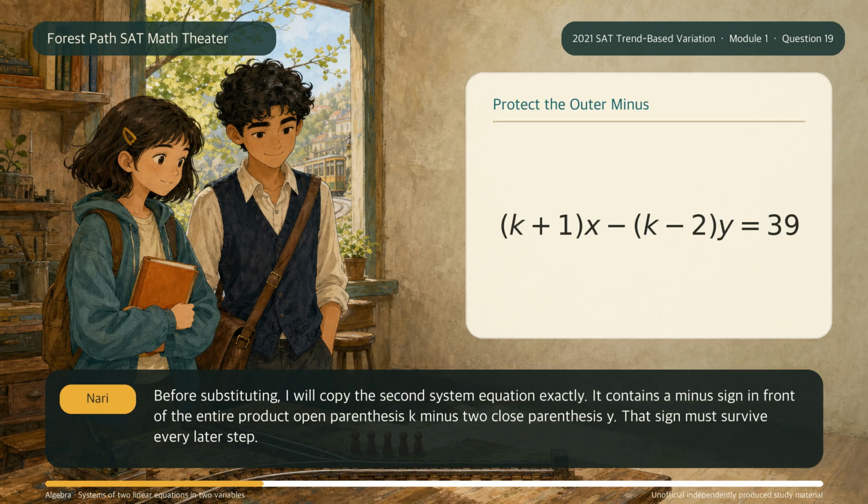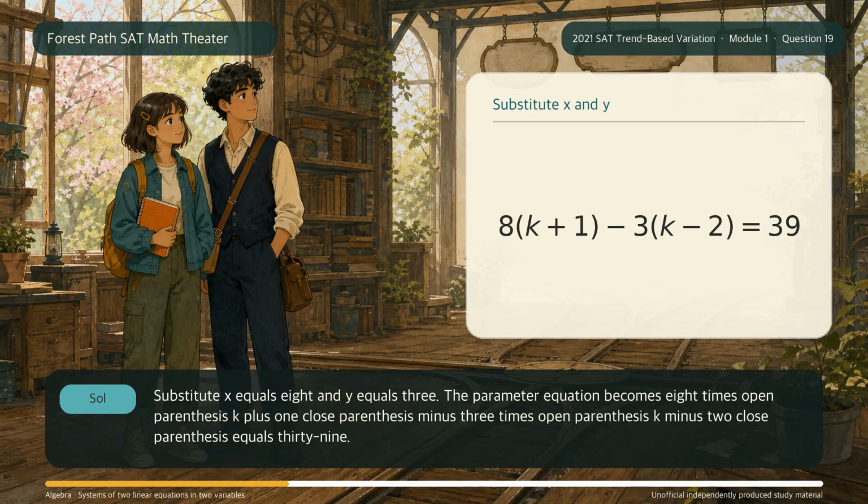Before substituting, I will copy the second system equation exactly. It contains a minus sign in front of the entire product (k minus 2)y. That sign must survive every later step. Substitute x equals 8 and y equals 3. The parameter equation becomes 8 times (k plus 1) minus 3 times (k minus 2) equals 39.